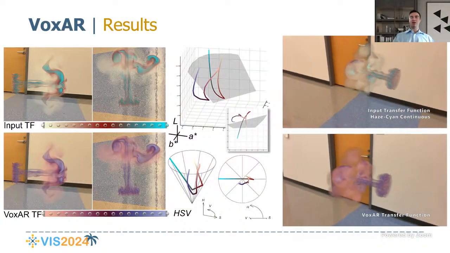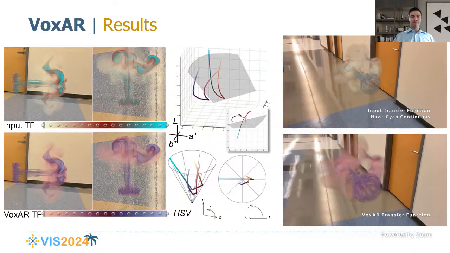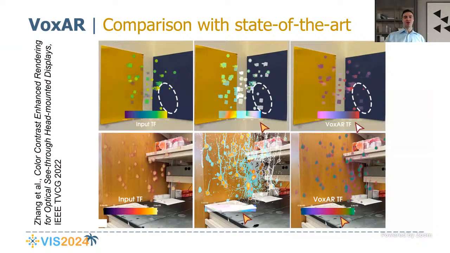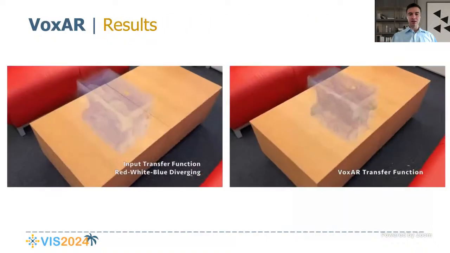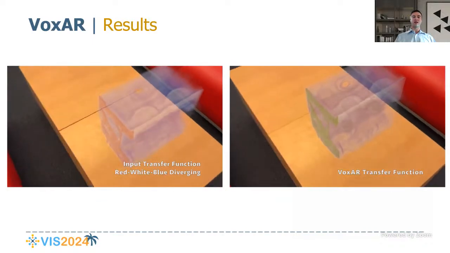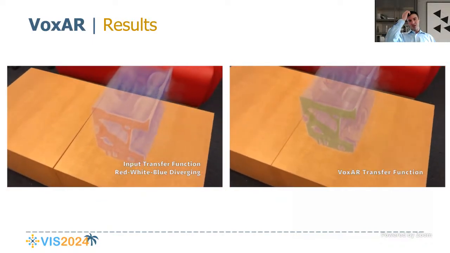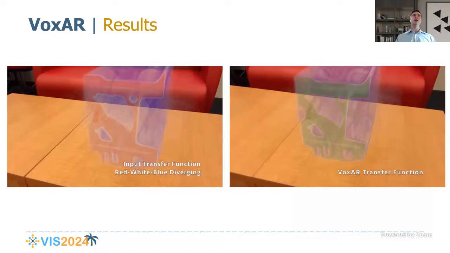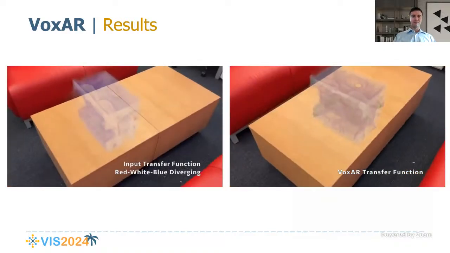Here we have a video example. And here's a comparison with the state of the art. Both improve visibility against the background. However, VoxAR maintains transfer function color consistency. Here's another example of an original transfer function versus a VoxAR recoloring. And you can notice that it recolors it away from red due to the couch.